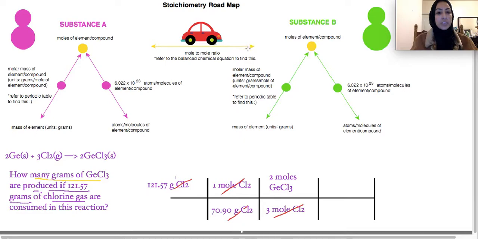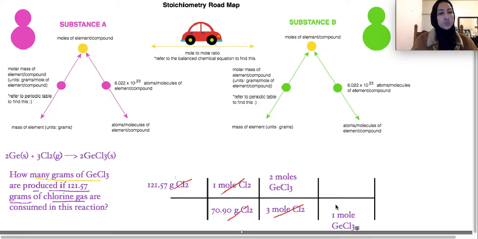So where am I now? Well, I have 2 moles of germanium chloride here. I'm working diagonally. What units will I have here? It's always going to be the same units. So I'm going to go ahead and write down 1 mole of germanium chloride. Why am I doing 1 mole of germanium chloride? Why am I not doing 2? Well, I can do 2, but I'm going to put down 1 because I only want to find the mass of 1 mole. I don't want to find the mass of 2 moles.